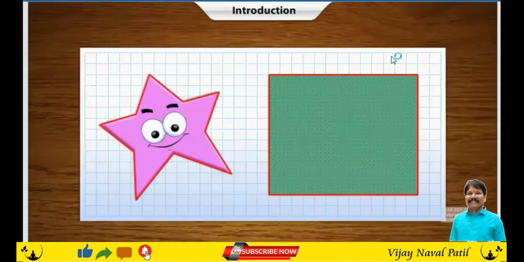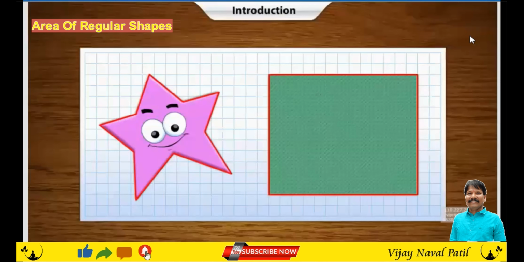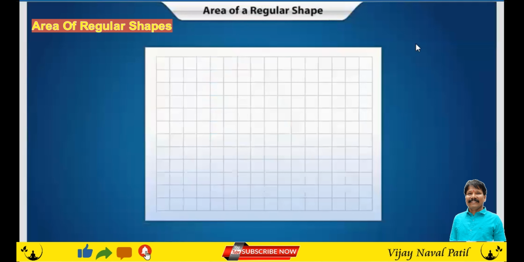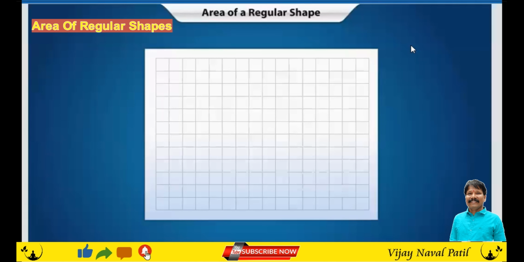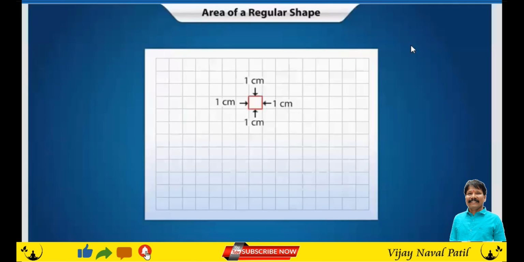Let's look at each shape and the method used to calculate its area. Let's first look at how to calculate the area of an object that has a regular shape using the grid. Look at the grid of squares. Each square has a side of 1 centimeter. So what is the area that the square covers? The square covers an area of 1 square centimeter.